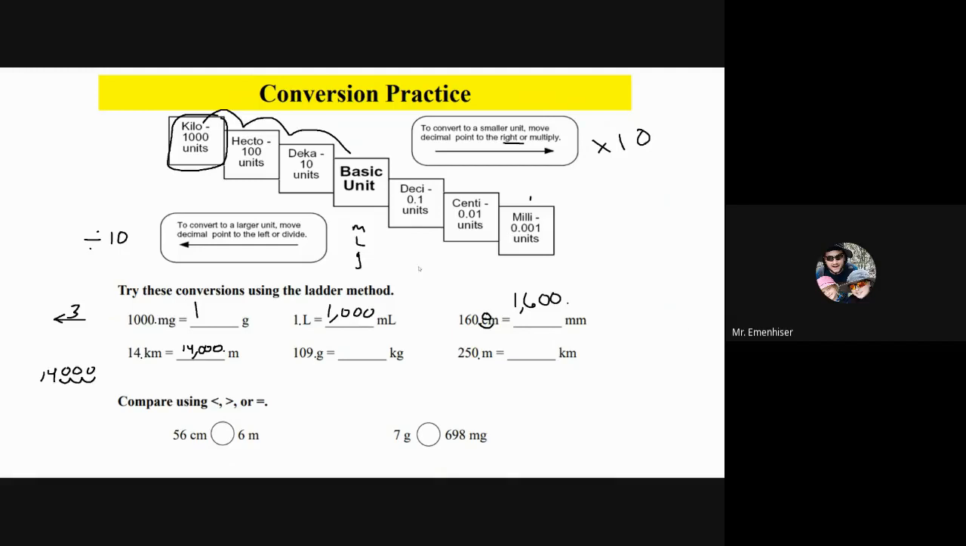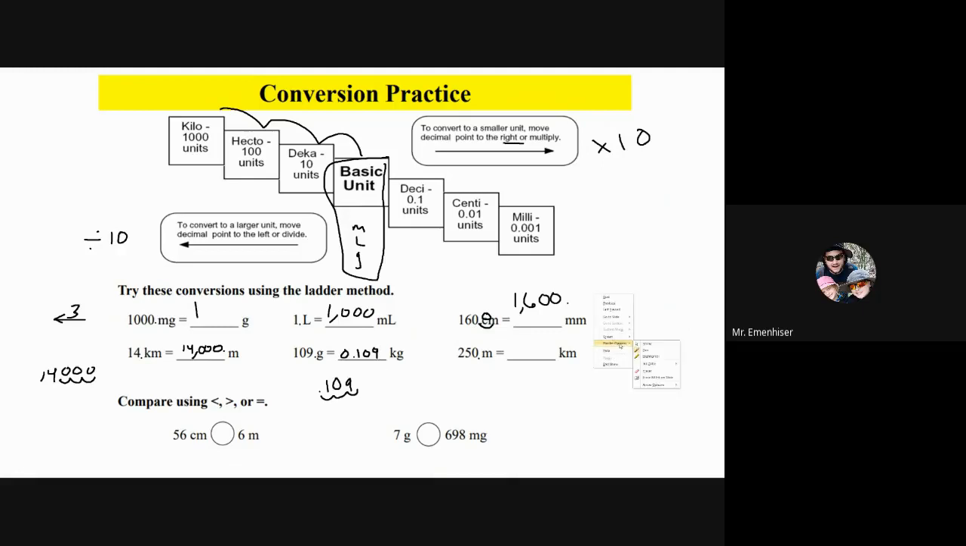109 grams to kilograms. So here's the gram. Remember that that's our base unit, little g. And we're going to go to kilograms. So we're going to move it to the left. 1, 2, 3. So 109, put our decimal there. Move it 3 times that way. 1, 2, 3. And we're going to put the decimal right there. So that's 0.109 kilograms.